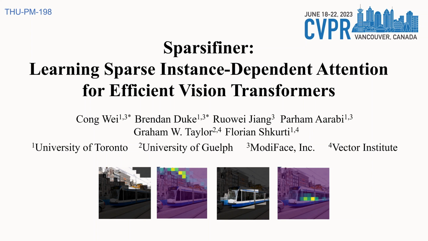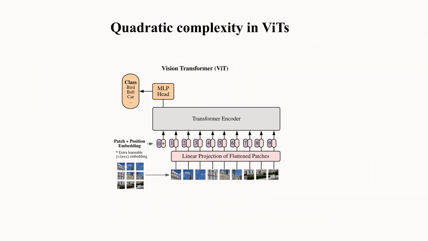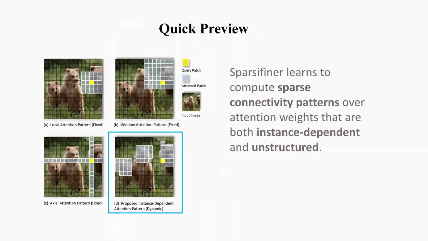We present Sparsifiner, learning sparse instance-dependent attention for efficient vision transformers. Vision transformers have emerged as a dominant model for fundamental vision tasks. However, scaling vision transformers to handle a large number of tokens is challenging due to the quadratic computational complexity of multi-head self-attention. To this end, previous methods explore different attention patterns by limiting a fixed number of spatial nearby tokens to accelerate vision transformers' multi-head self-attention operations.